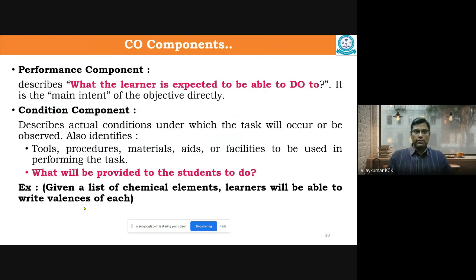Let me explain with a small example also. The performance is concerned with the expected ability after attending the course. The condition component is what will be provided to make the student learn, that is, to increase the doable ability of learners. So that is the thing which I am going to explain here.